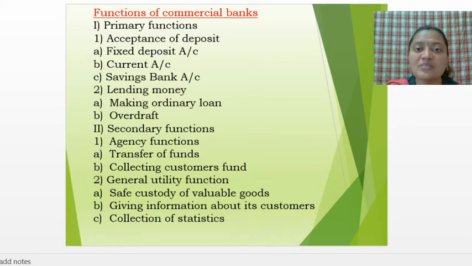Now the duration of time is given as 1 year, 2 years and 5 years. Within that time duration the money will be deposited, not more than 5 years. So a fixed duration is given for 1 year, 2 years and 5 years. That is called a fixed deposit account. The next one is current account. Current account means no specified time duration is given for that. A customer can deposit the money for any duration of time.